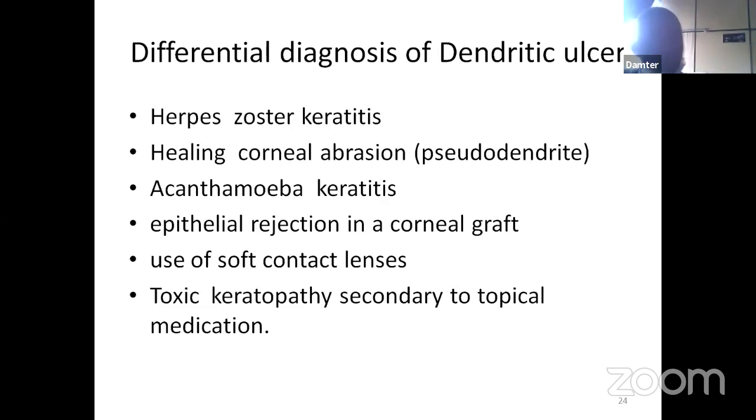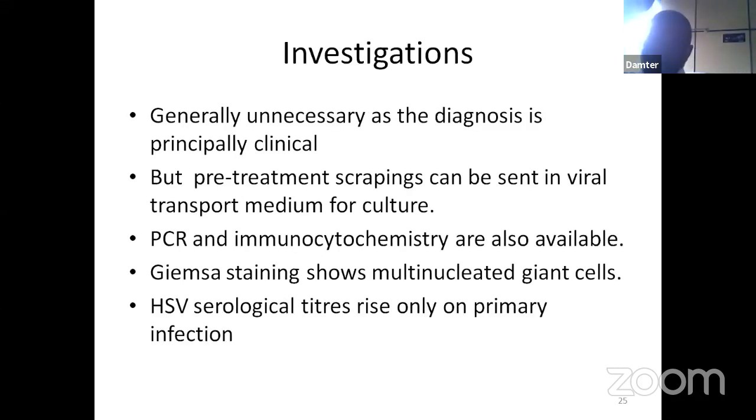In the form of amoebic keratitis, also, it's a feature. It is a differential diagnosis of dendritic ulcer. Epithelial rejection in the corneal graft also can present like this. The use of soft contact lenses can present like this. Then toxic keratopathies occurring with topical medications could also look like this.